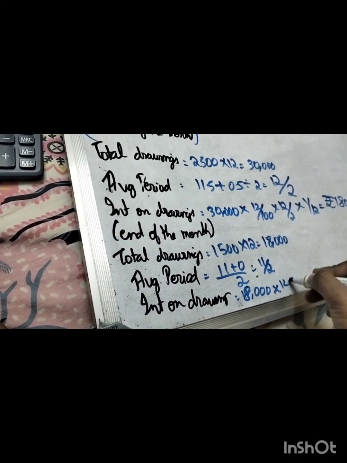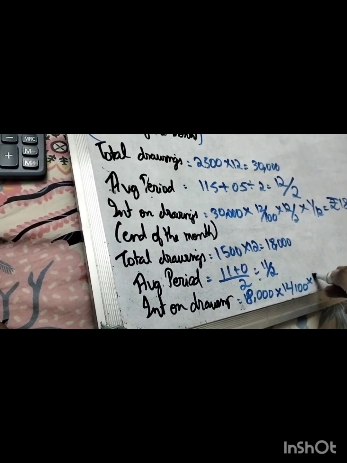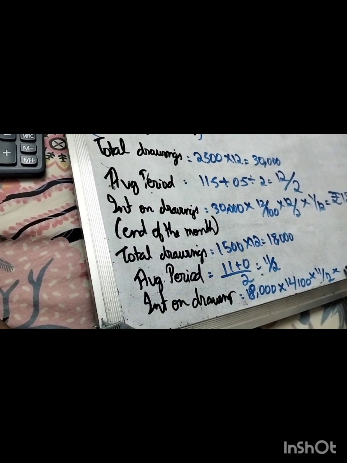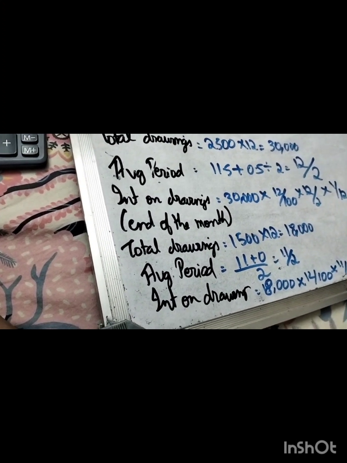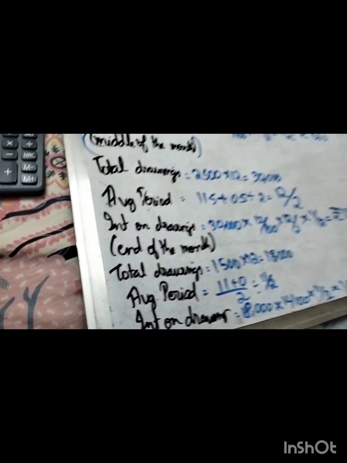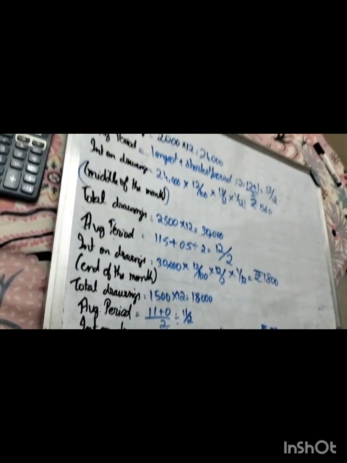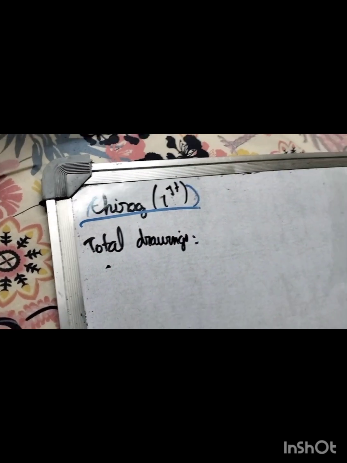Okay, into 12 by 100 into 11 by 2 into 1 by 12. So that's going to be 990. So this is how you do this. Show you how you should write it for the examination. Okay, so I'll just show you.